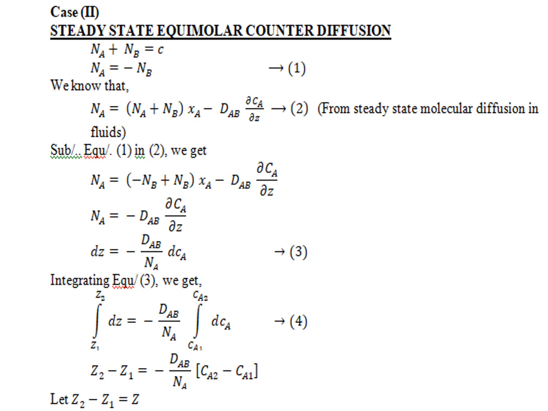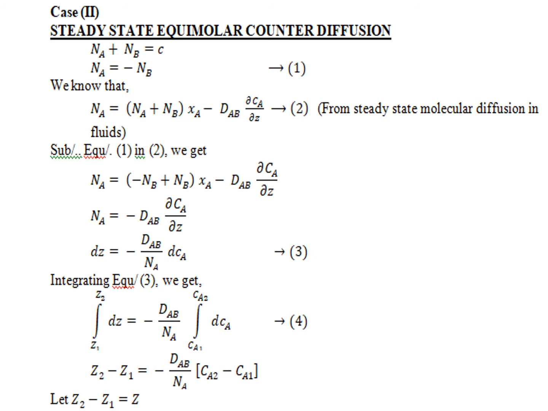Now come to the point, steady state equimolar counter diffusion. What is steady state here? The concentration does not change with respect to distance. Equimolar counter diffusion is nothing but the components are equal: Na is equal to Nb, but opposite. Na is equal to minus Nb, that is the equimolar counter diffusion. So already we know Na plus Nb is equal to constant. So here Na is equal to minus Nb, that is the first expression.